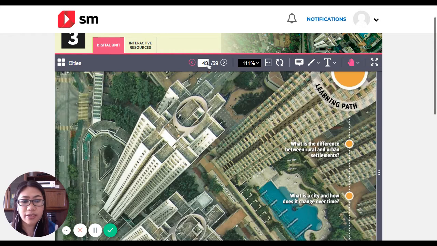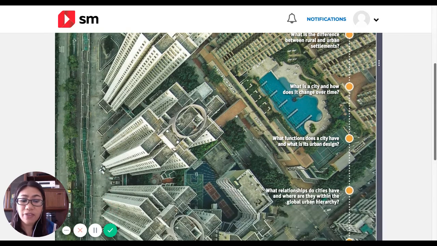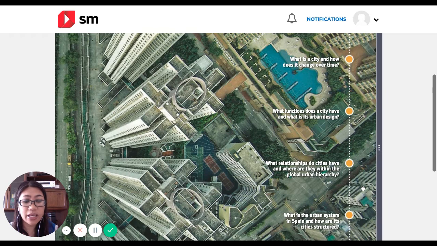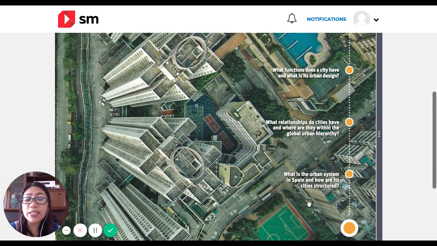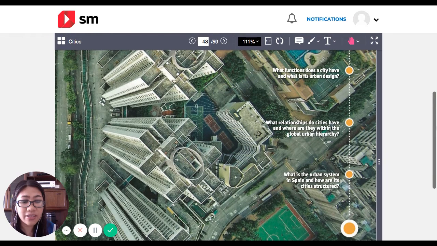Then we have the next one. What functions does a city have and what is its urban design? What relationships do cities have and where are they within the global urban hierarchy? Then last, what is the urban system in Spain and how are its cities structured? So we have this question.